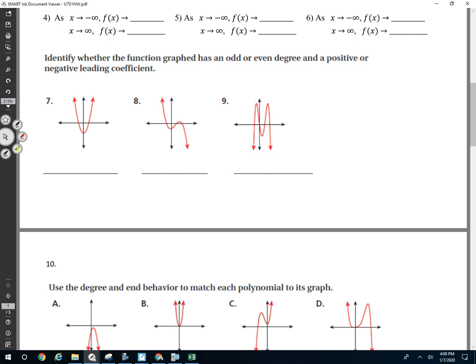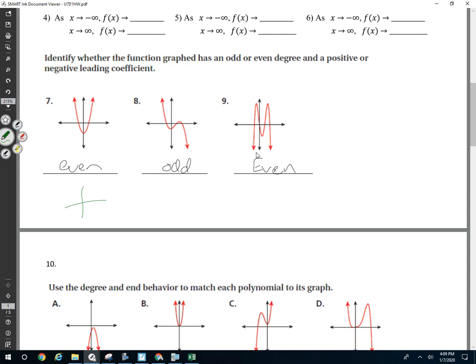Miss Brown, 7 is even or odd? Even. 8 is even or odd? Yes, you are. 9 is even or odd? No, it's even. They both end up down. It ends up like a U. Okay? Now, hold on. Mr. Schumacher, is it a positive or a negative in front of my even power? It's a positive because I'm going up and up.